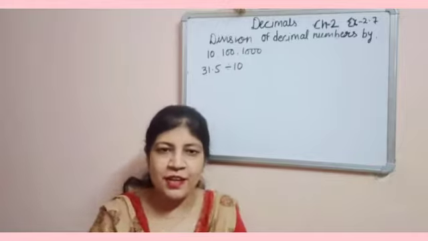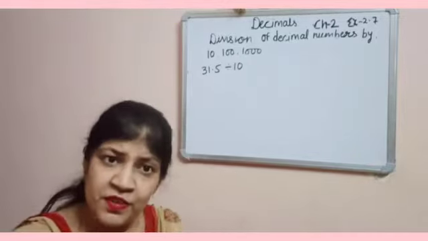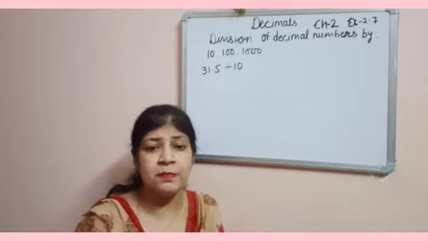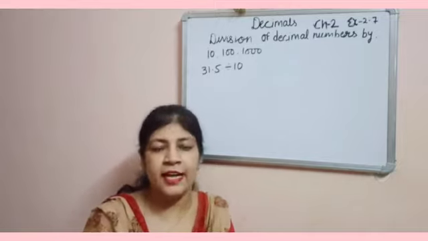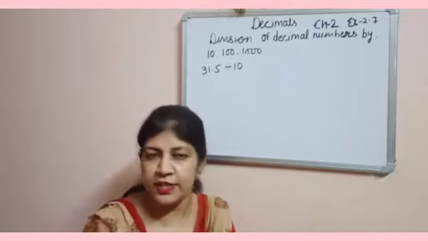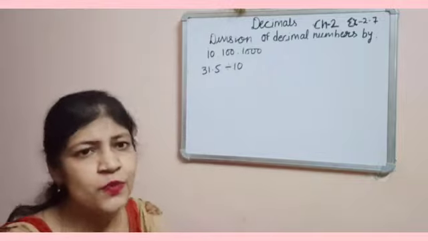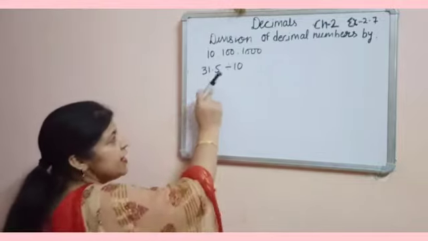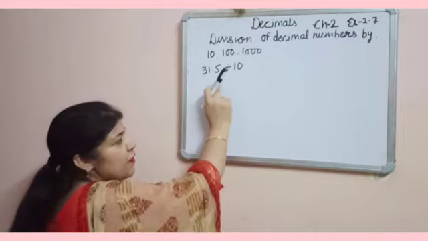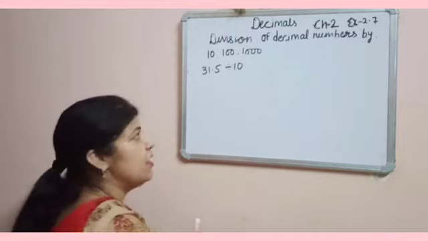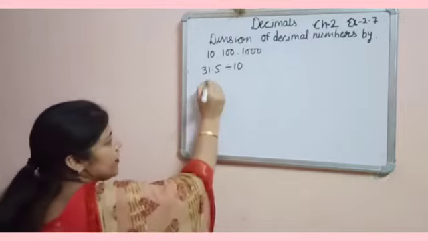Dear students, now we will learn the division of decimal numbers by power of 10 like 100, 10, 1000 and so on. So let's start with an example. Divide 31.5 by 10. The first method you know very well.